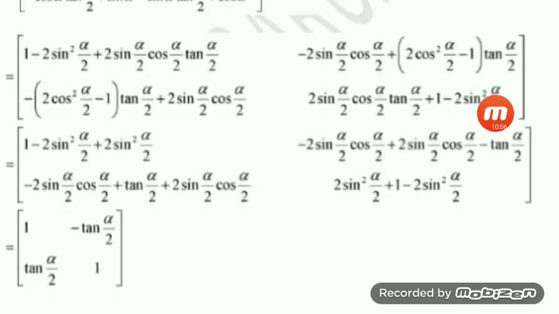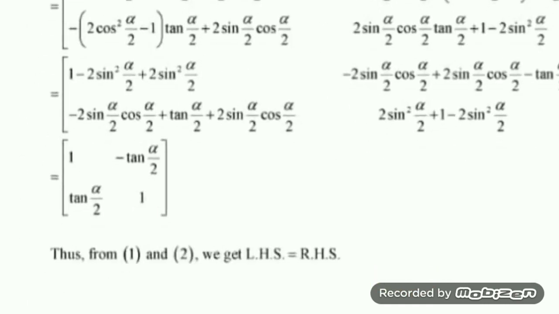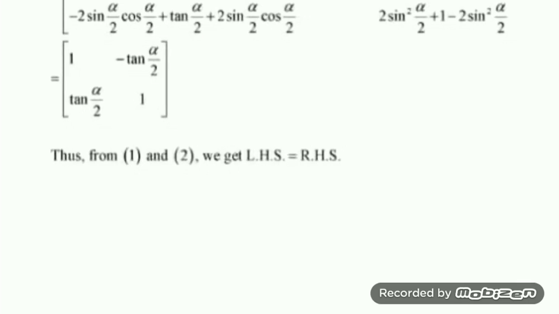Just do the calculation here. This is sin alpha by 2, so I have used here 2 sin alpha by 2 cos alpha by 2, tan alpha by 2, I keep it as it is, and 1 minus sin square alpha by 2. Because in the next step, when I use tan alpha by 2 as sin alpha by 2 by cos alpha by 2, both the terms cos alpha by 2 will be cancelled out, and this will be left. And after that, you will have this result. And from 1 and 2, we will see that both the sides are equal.